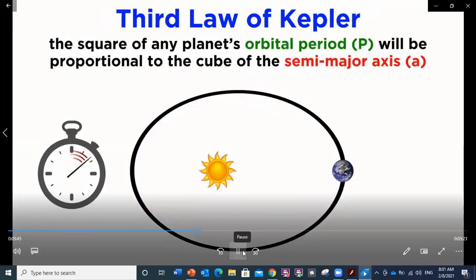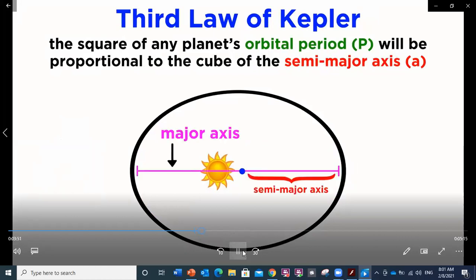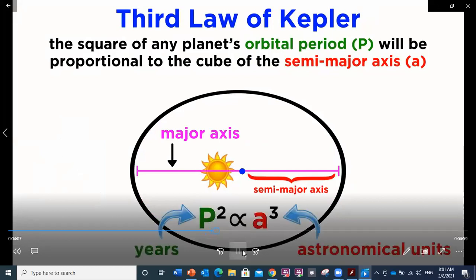And Kepler's third law states that the amount of time a planet takes to orbit the Sun, or its period, is related to the length of the semi-major axis. That's this length here, or half the major axis, which is the longer axis of the ellipse. Specifically, P squared is proportional to a cubed when measured in years and astronomical units, and the precise relationship will depend on the mass of the planet.